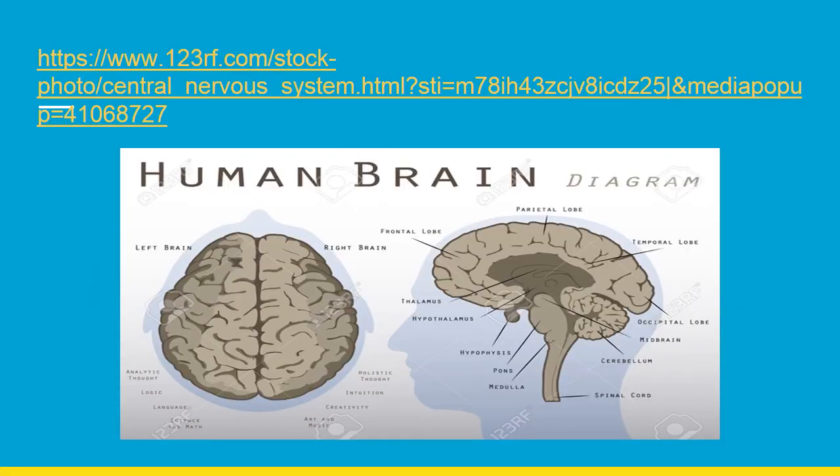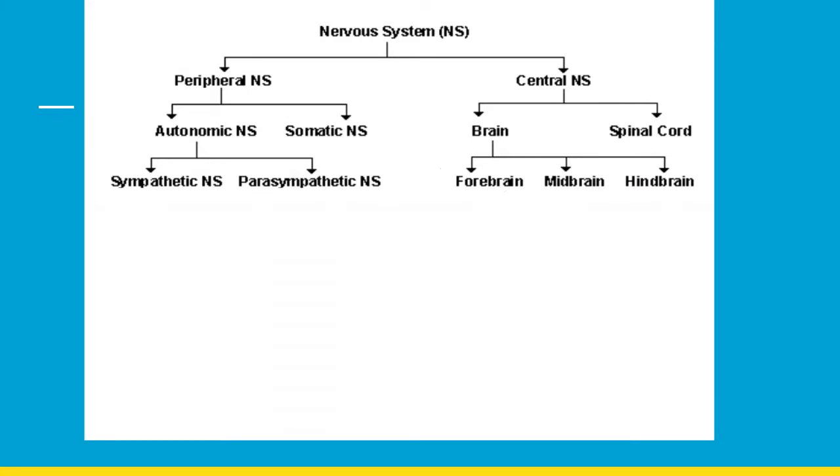This diagram shows the different parts of the nervous system. This is again a diagram, a flow chart, which shows that the nervous system is divided into two main parts, the peripheral nervous system and the central nervous system. And again, under peripheral nervous system, we have the autonomic nervous system and the somatic nervous system.